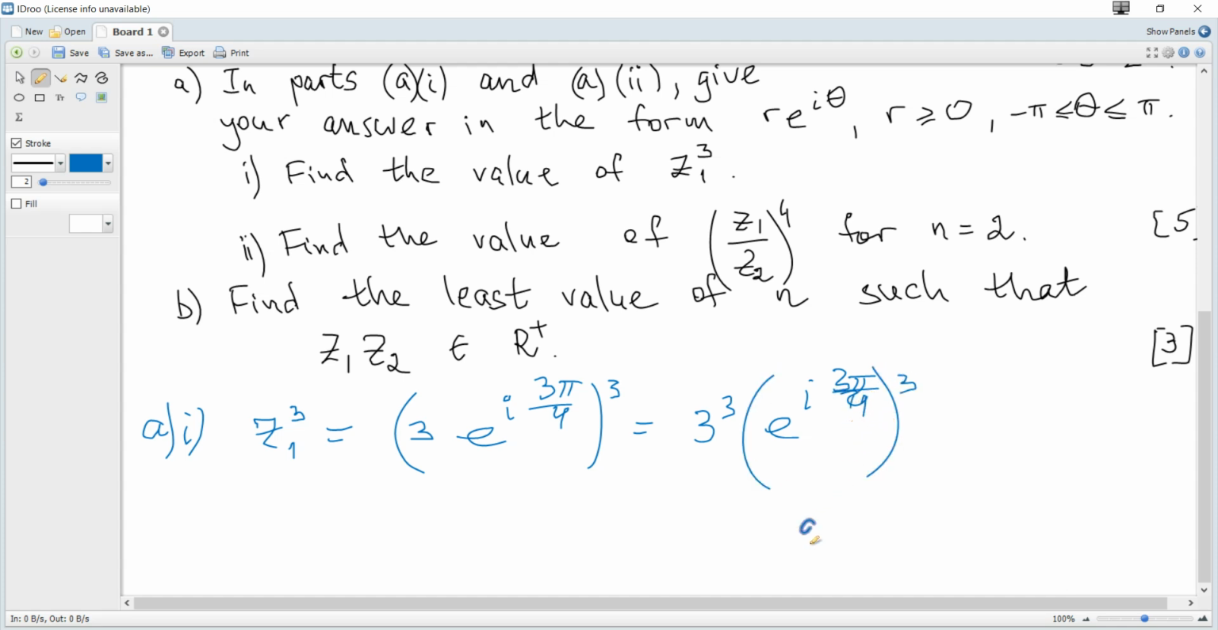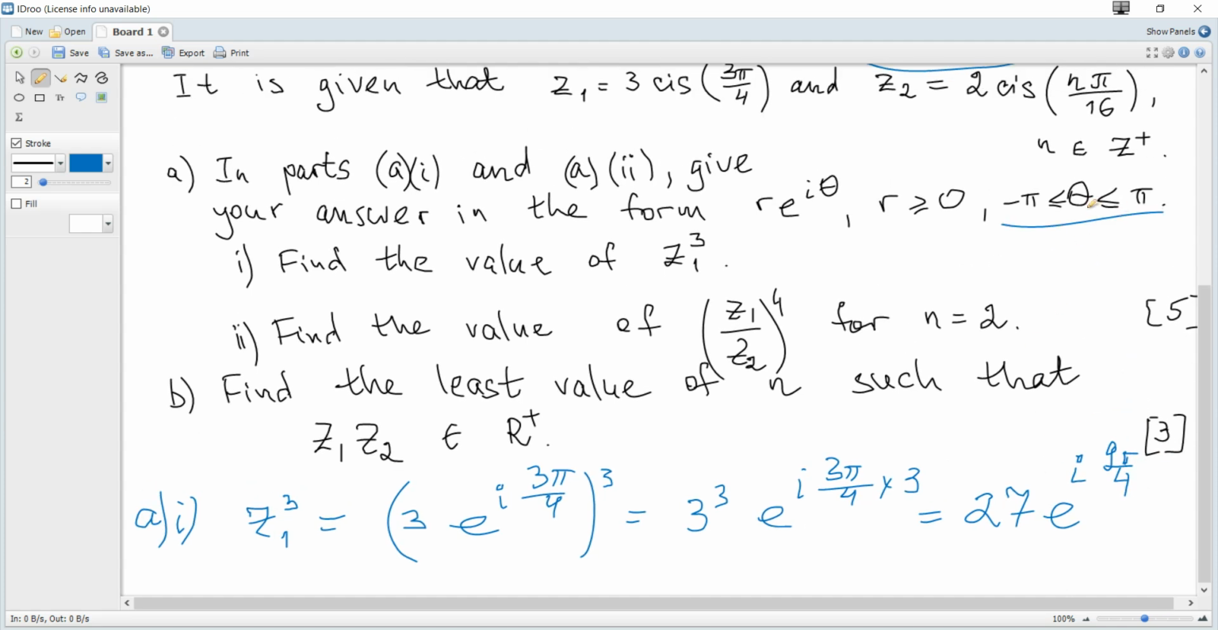but it looks like 2 to the power of 5 cubed, which is 2 to the power of 3 times 5, which is 2 to the power of 15. Here it's absolutely the same, so it becomes e to the power of 3 pi over 4 multiplied by 3, so it becomes 27 e to the power of i times 9 pi over 4.